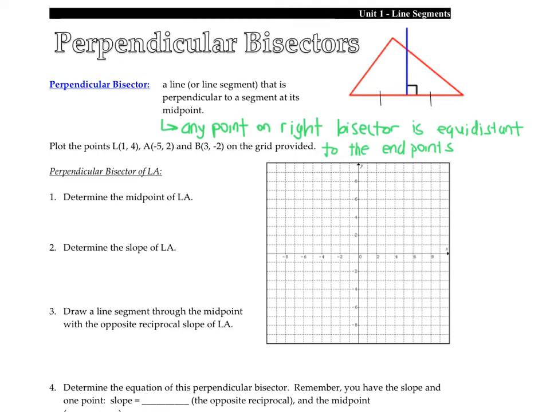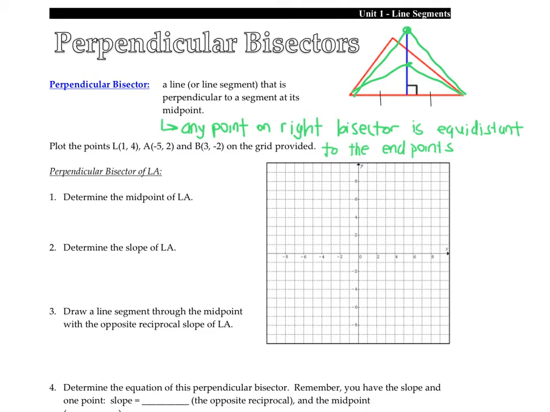Now, one little extra piece of information about a perpendicular bisector, kind of a special feature of it, is that any point on this right bisector is equidistant to the endpoints of the original line segment. So let's say I have this point right here. This point is the same distance to this endpoint as it is to this endpoint. Okay, I could choose another one right over here. This distance is the same as this distance, okay? And we're going to see that maybe later on, okay?